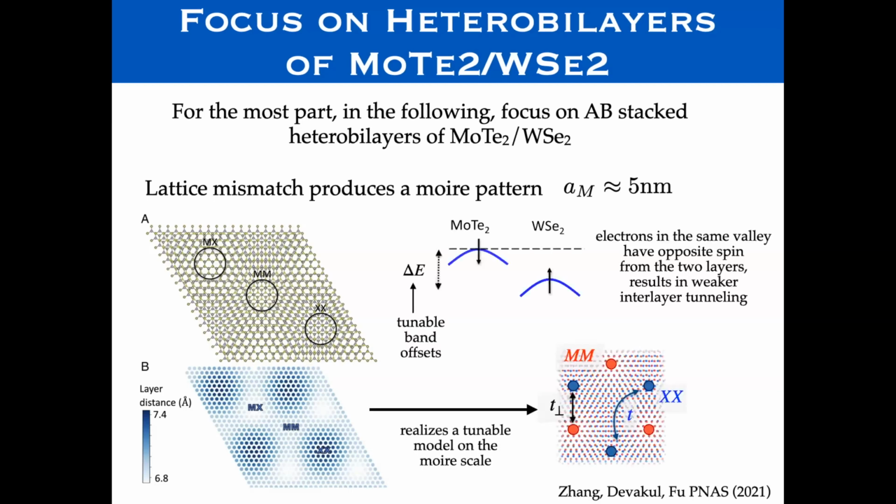And as a result, you get tunable bands, tunable via this displacement electric field, and as a result, you realize some effective model on the Moiré scale with the hopping between these sites and an interlayer tunneling, which is hopping between the red and the blue, and then tunneling between the same things.